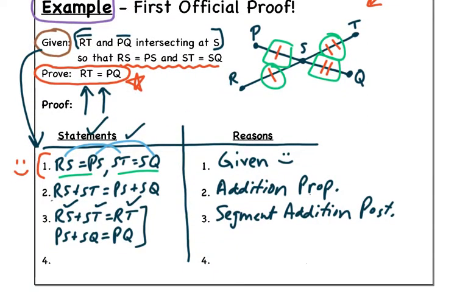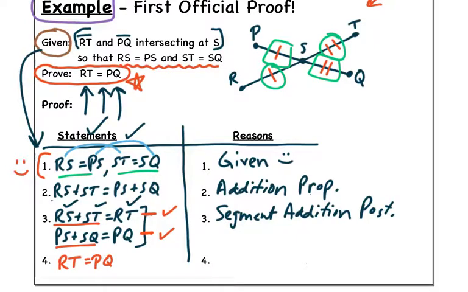But now, going back up to the top again, I really want to show that RT equals PQ. Is there a way that I could show that RT in step 3 is equal to PQ? Well, look what we did. In step 2, I showed that RS plus ST was equal to PS plus SQ. Now I just said that RS and ST, I can call that RT, and PS plus SQ, I can call that PQ. So wouldn't it be okay to just say that RT equals PQ? And it is, but do you know why? How did we get there?